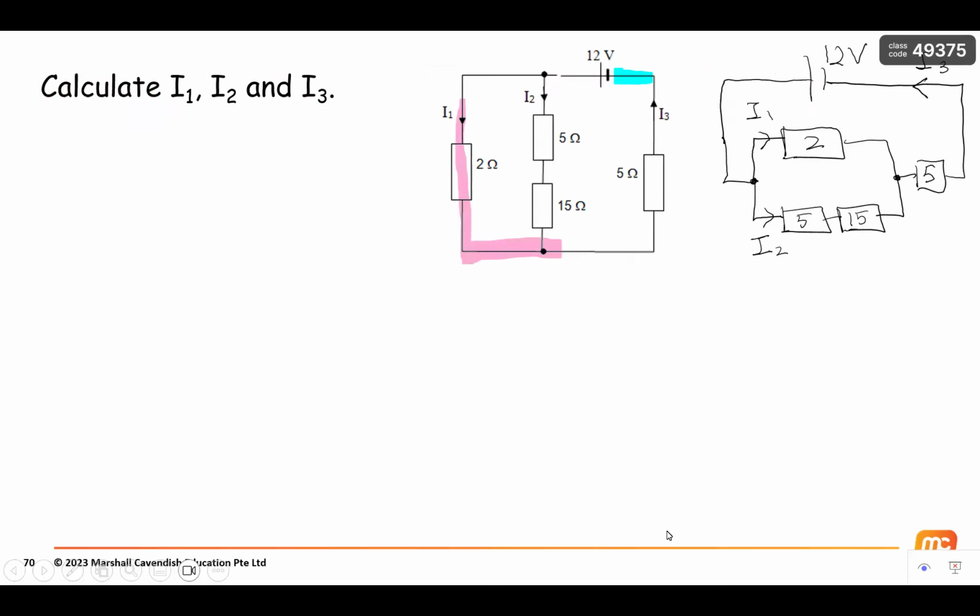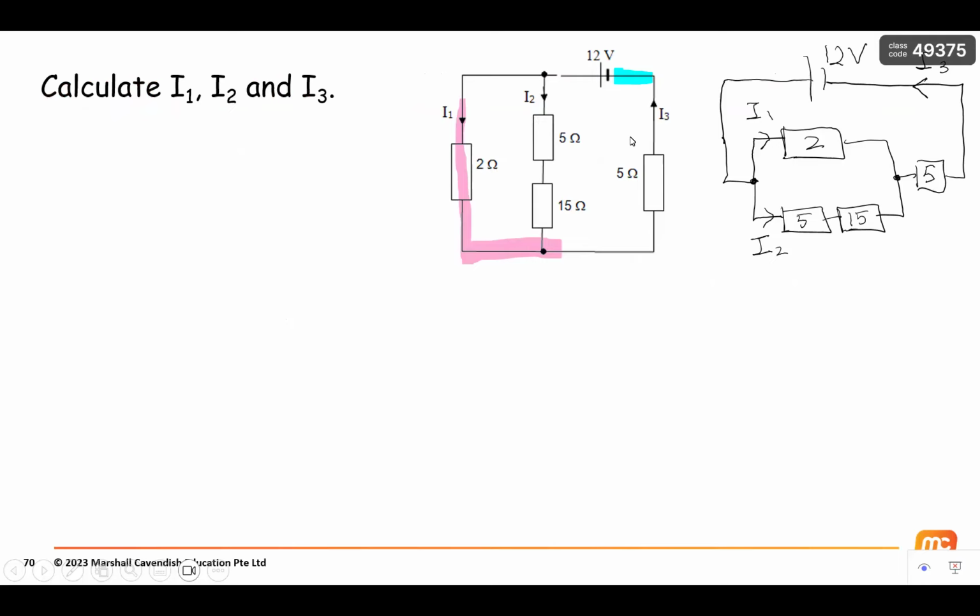Okay, so let's take a look at the following circuit. I am given this circuit over here and I am asked to calculate I1, I2, and I3. So the first step when I come across this, I go back to my step number 1. I need to simplify this diagram. This diagram is too messy. I do not know which resistors are in series, which are in parallel. So how do I simplify the diagram?